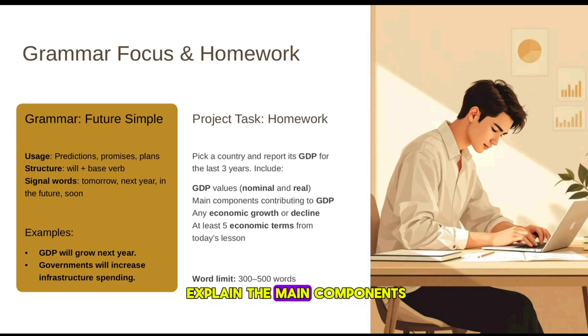Second, explain the main components that contribute to the country's GDP. For example, you may talk about consumption, investment, government spending, and net exports. Third, discuss whether the country experienced economic growth or economic decline during these years. Try to explain the reasons briefly. And another important requirement is grammar. In this task, you must use the future simple tense because today's grammar topic is future simple. And don't forget to add base verb after will.